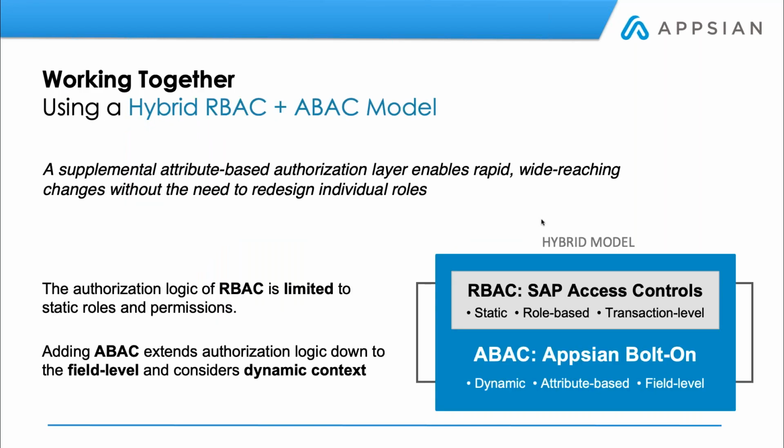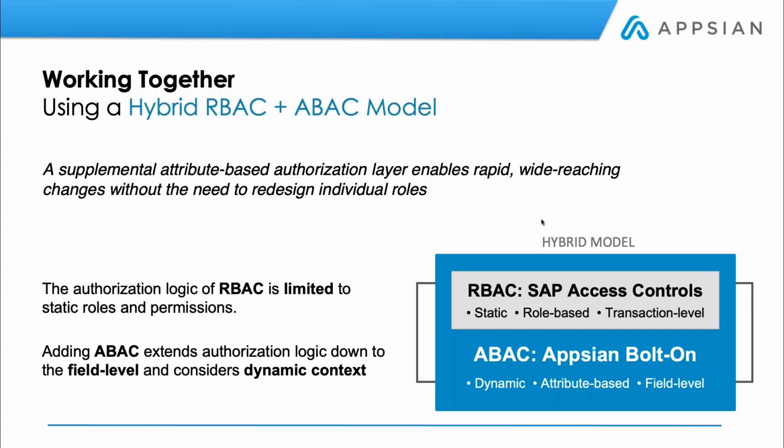So when we have these two pieces working together, it utilizes the hybrid role-based access control and puts together the attribute-based access control model. The two work together as an authorization layer that enables rapid, wide-reaching change without the need to redesign the individual roles, because what we want to do is leverage what you've done. We don't want to have to replace all of the roles that you've got out there. The authorization logic in RBAC is limited to static roles and permissions. So by adding in attribute-based access controls, we extend the authorization logic down to the field level and consider dynamic context. It brings in those additional attributes to then make the decision.